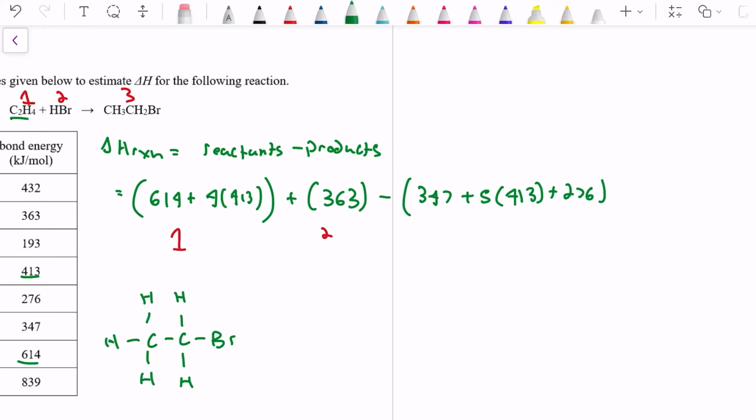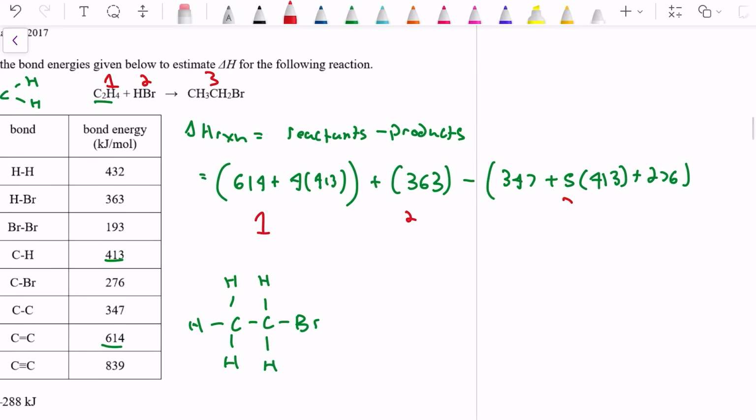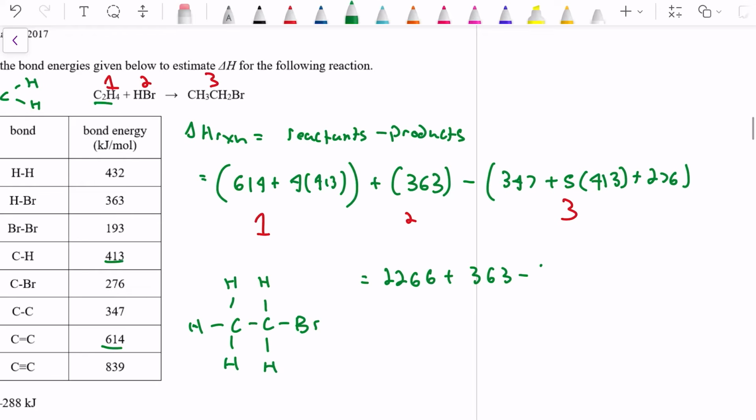Okay, so now we can simplify these. I'll do it one step at a time. So 4 times 413 plus 614. So that first molecule is 2,266 plus 363, minus 5 times 413 plus 276 plus 347. This one is 2,688.